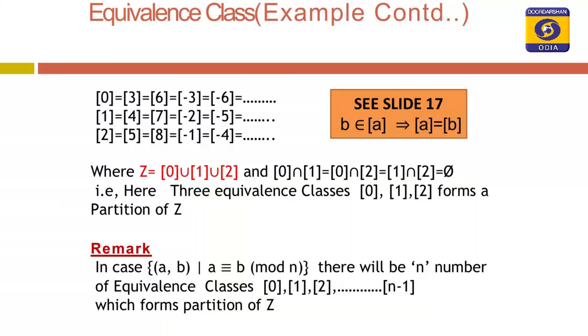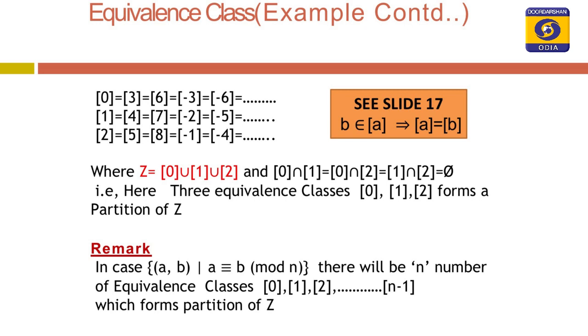So, congruence modulo 3 relation partitions or decomposes the set Z into disjoint equivalence classes. Now, you see the remark. If the case is A congruent B mod n, what will be the number of equivalence classes? If it is mod 3, then there are 3 equivalence classes 0, 1, 2. If it is mod 4, then there will be 4 equivalence classes 0, 1, 2, 3. If it is mod 5, then there will be 5 equivalence classes 0, 1, 2, 3, 4. If there are n equivalence classes, then they are equivalence class 0, equivalence class 1, equivalence class 2, up to equivalence class n minus 1.